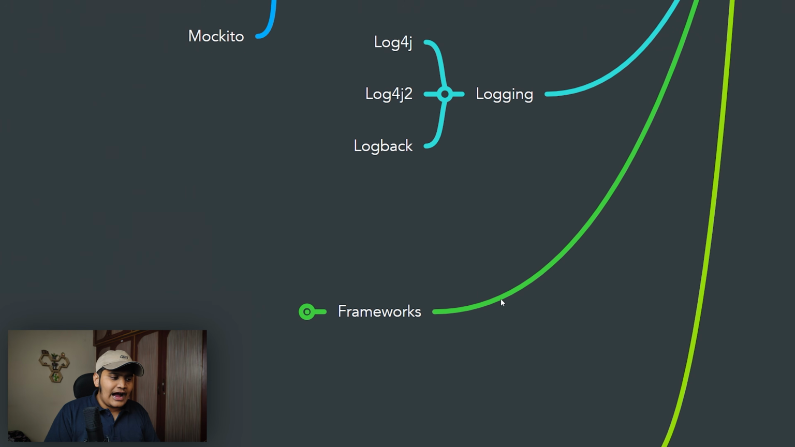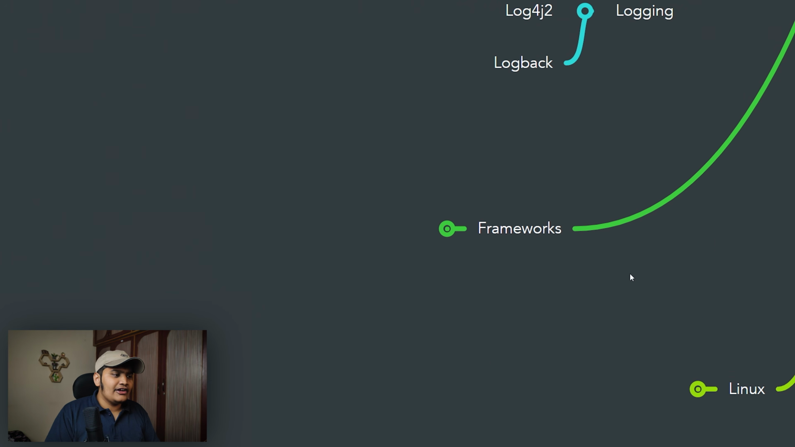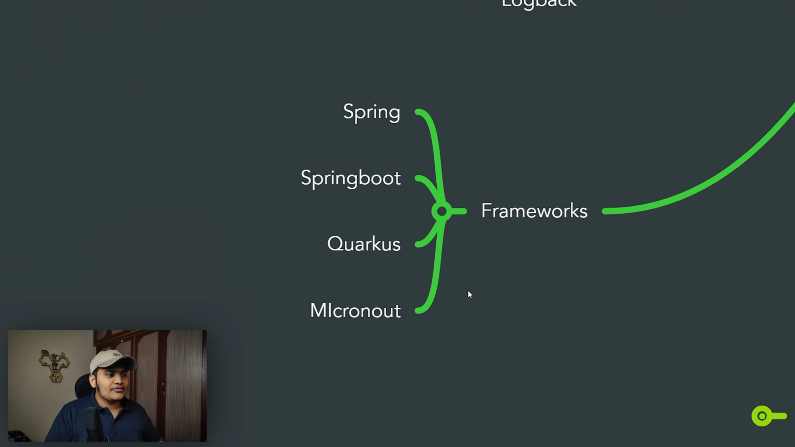After that, you can see that there are different frameworks available, such as Spring, Spring Boot, Quarkus, Micronaut. These are the frameworks that help us to create our application really fast. So whenever you want to create your applications very rapidly, you can opt for Spring Boot, which is for rapid application development.